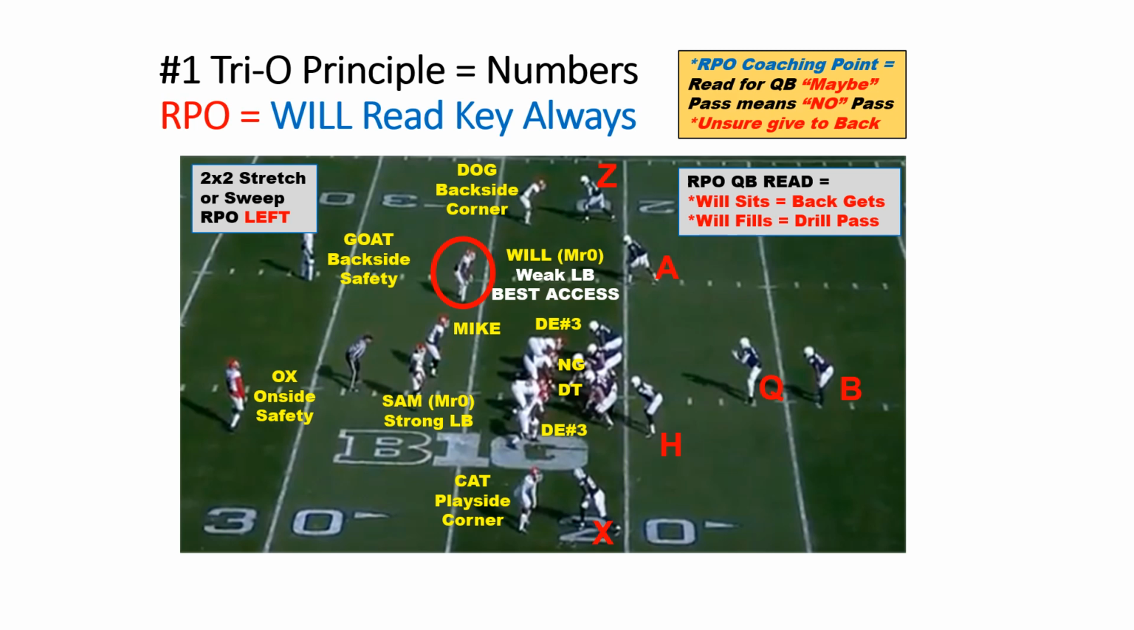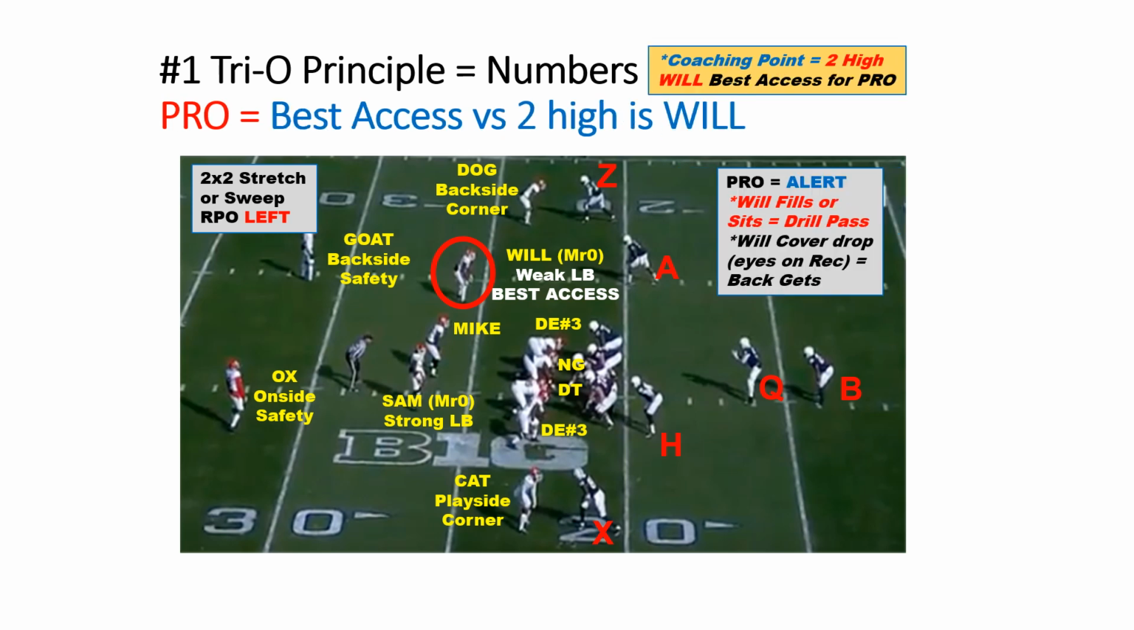Number 1 principle again is numbers. With the RPO, we will always read the will linebacker. In this process, we say if the will sits, the back gets. If the will fills, then we'll drill the pass. Key point, if the quarterback is unsure, it's a maybe. That always means no pass, and we're going to give to the back. You can see here in the diagram, we're running a sweep or a stretch to the left, and the will backer there on the upper right would be our conflict defender, 7th defender, and our read key.